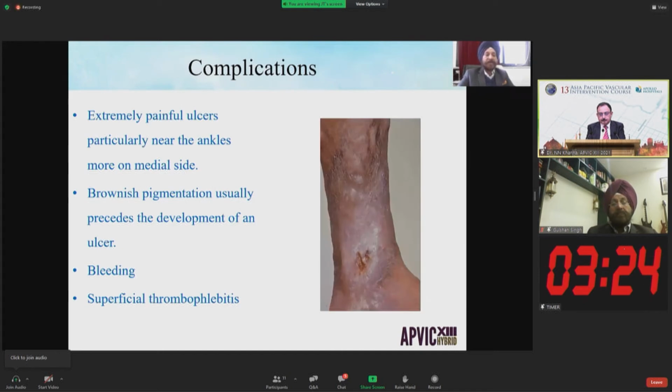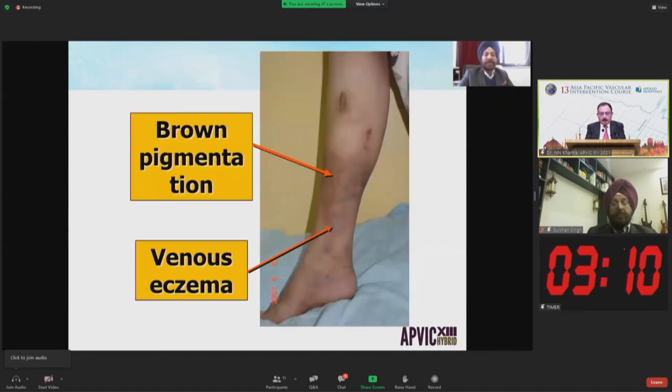The complications: extremely painful ulcers, particularly near the ankles, more on the medial side. A brownish pigmentation usually precedes the development of an ulcer, bleeding, superficial thrombophlebitis.